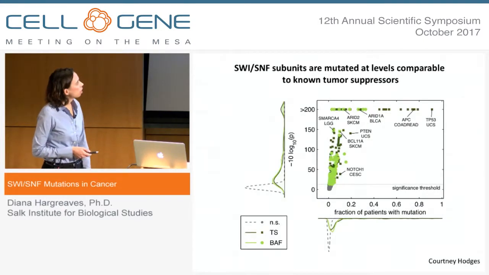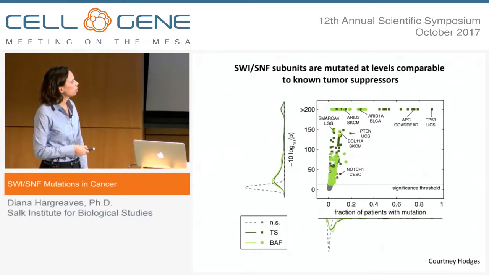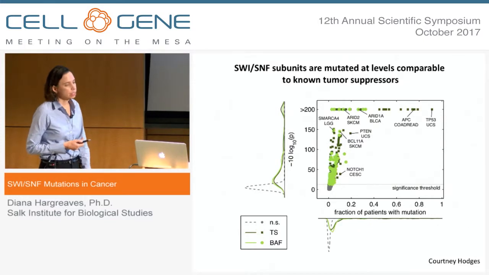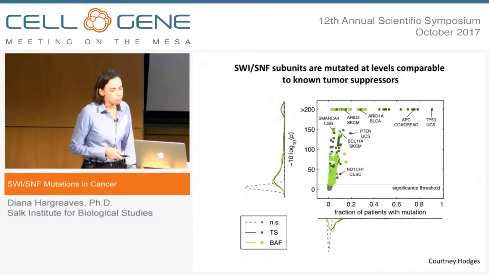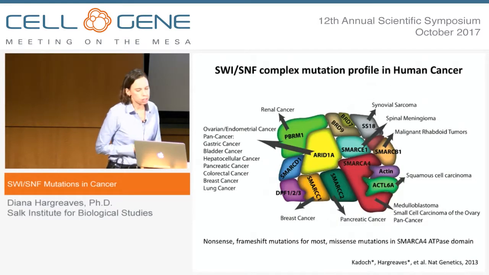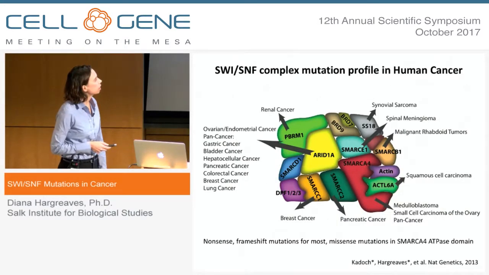Statistically speaking, these are not just passenger mutations, because if you look at the fraction of patients with a mutation versus the significance of this calculation, you find that SWI/SNF subunits are mutated as significantly as some tumor suppressors such as P53, APC, and PTEN. So this is our current understanding of the role of the complex in cancer.